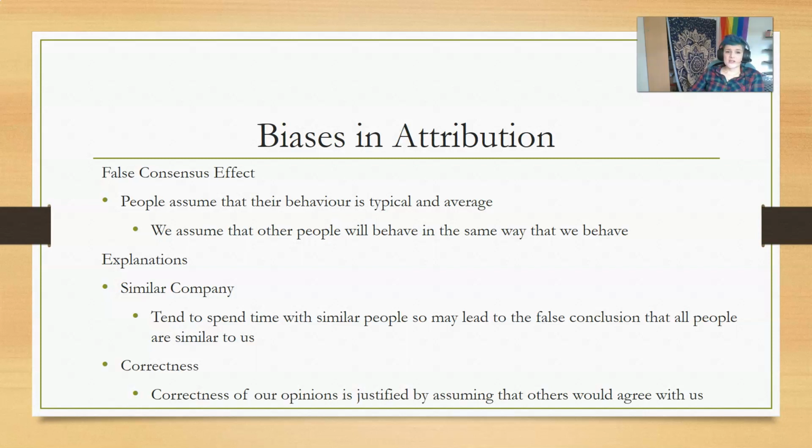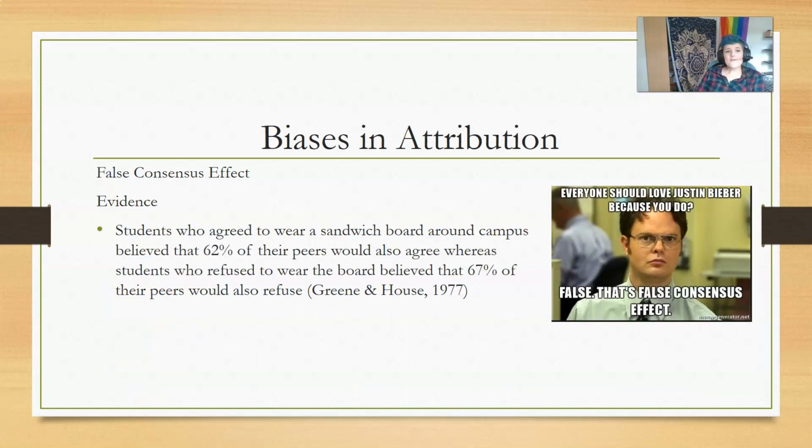Another explanation is correctness. We believe that the correctness of our opinions is justified by assuming that others would agree with us. So basically, everyone thinks that they're right. Evidence for the false consensus effect comes from research that found that students who agreed to wear a sandwich board around campus believed that 62% of their peers would also agree, whereas students who refused to wear the board believed that 67% of their peers would also refuse. So generally, people just assume that they're right and that everyone else will do the same as them.